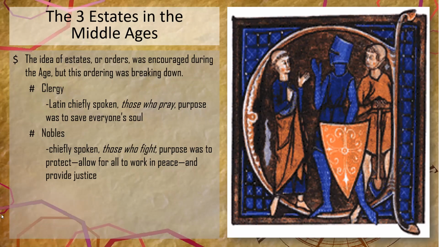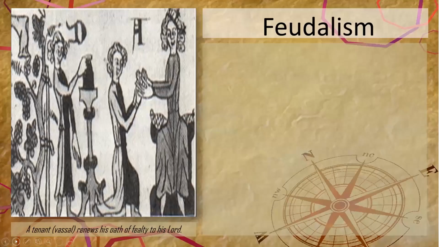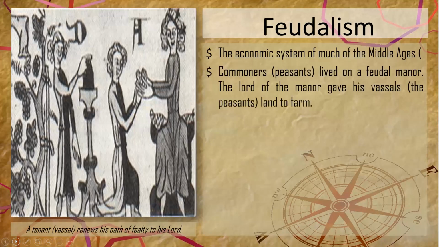Next, another characteristic of Middle Ages is this feudalism. It is also called in some point the age of feudalism. Okay, so it is an economic system during this age. So the peasants, the commoners, live on a feudal manor. The lord of the manor gave his vassals land to farm.